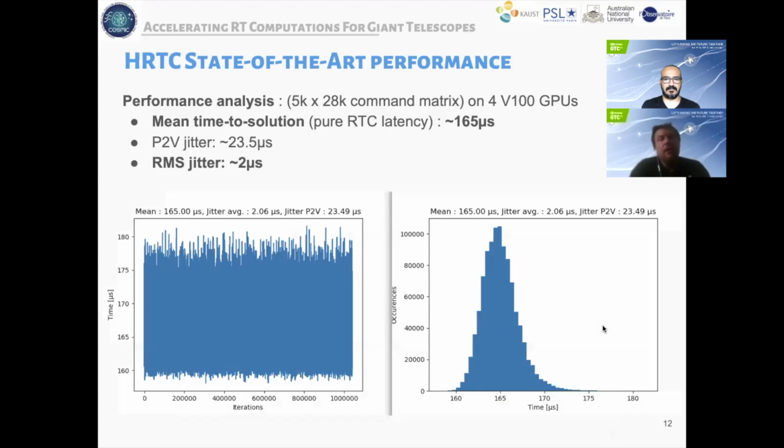So if we look at a histogram of the execution of 1 million iterations, you see that the mean time to solution, what we call the pure RTC latency, is of the order of 165 microseconds with a very low jitter, again 23.5 microseconds peak to valley with an RMS of only 2 microseconds. So we are already getting this very nice performance. And here I want to thank Stephen Jones for his contribution to making this approach extremely solid and extremely stable in our pipeline.